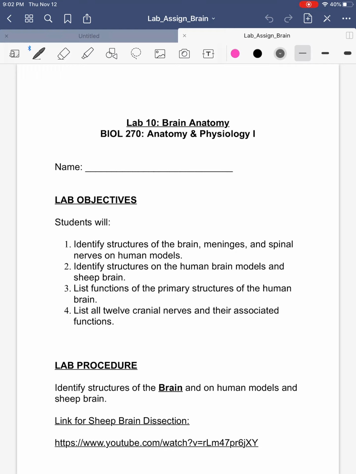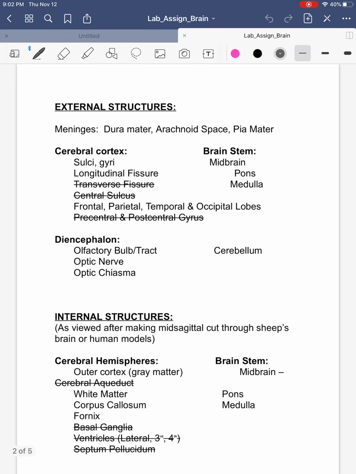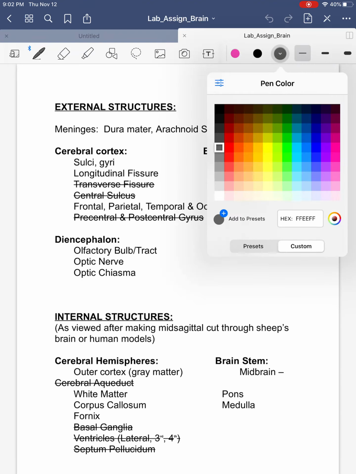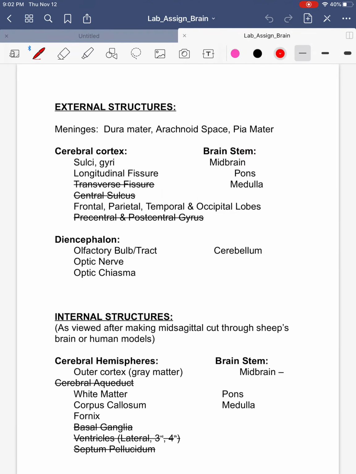So here we go. You'll see your lab objective sheet. And on this, you'll see the structures of the brain that you need to know. If we look at the structures of the brain, they're separated by external structures and internal structures. Anything that is crossed off, you don't need to know. And you might be surprised, there's quite a few things that you don't need to know for this lab.